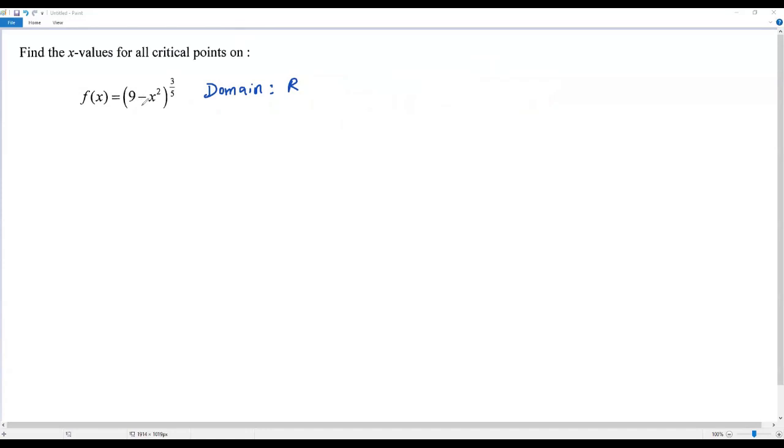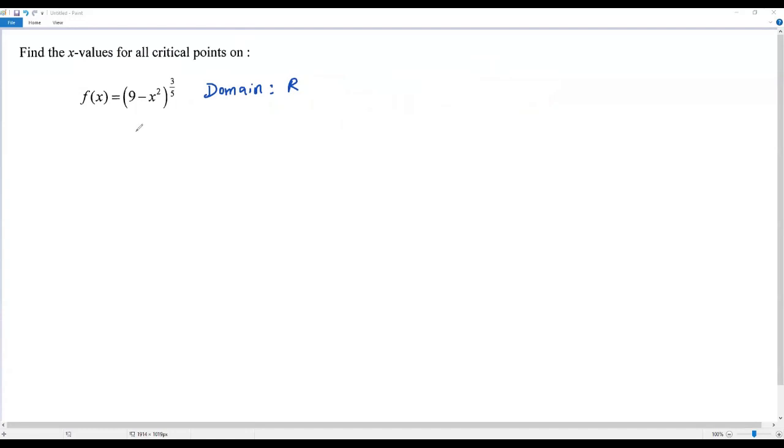Here we have a question: why do we have to find the domain to get the x values for all critical points? Because the x values that I get for the critical points must be within the domain. That's why I first found the domain of the given function. Now let's see how to get the x values for all critical points.